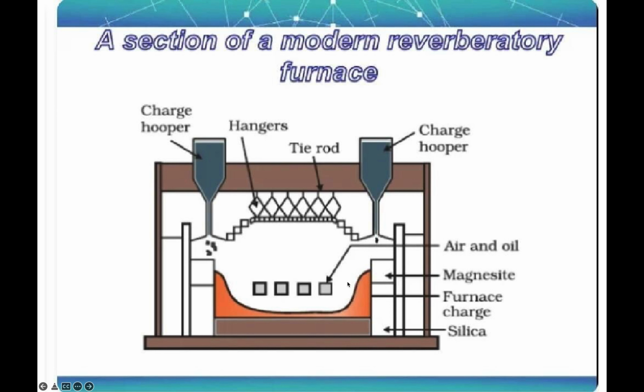Here we have the air and oil. Then magnesite, furnace charge over here. Then here we have silica. So this is the cross section of a reverberatory furnace.